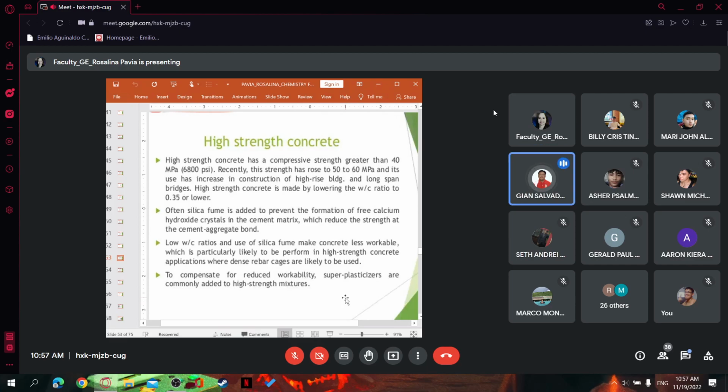Di ba ma'am yung accelerator, ma'am, may ganun po ma'am, na ang tawag dito? Calcium chloride yun. Calcium chloride po.